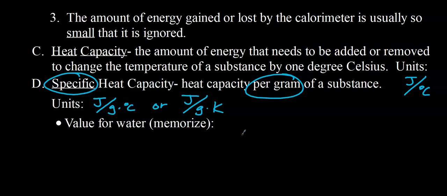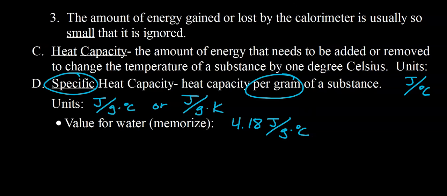Hopefully you have the specific heat of liquid water memorized. Remember, there are different values for ice, liquid water, and steam. Liquid water is usually what we're dealing with, especially in calorimetry. And we'll just go 3 sig figs. If you want to go 4 sig figs, that would be 4.184. 3 sig figs, 4.18 joules per gram degree Celsius is fine.